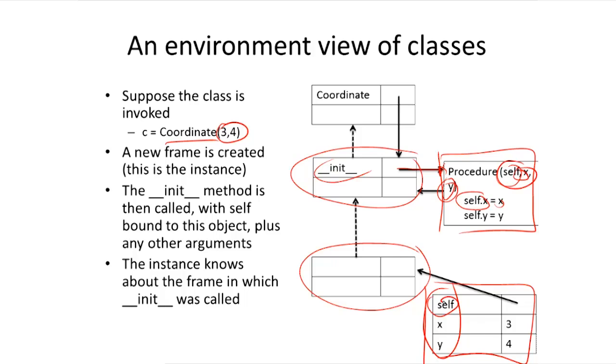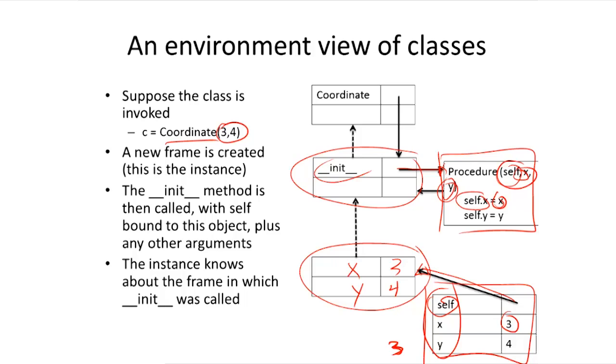So it says, where's self? Pointing there. And in there, I'm going to bind x to the value associated with x in this frame. So I'm going to create a 3 there, and I'm going to create a binding for y. Sorry, that didn't work out very well. A 4 there. And when I'm done with that, I'm going to return that.